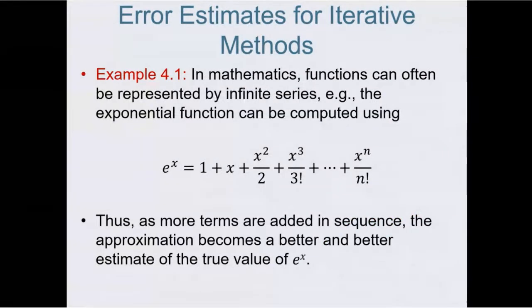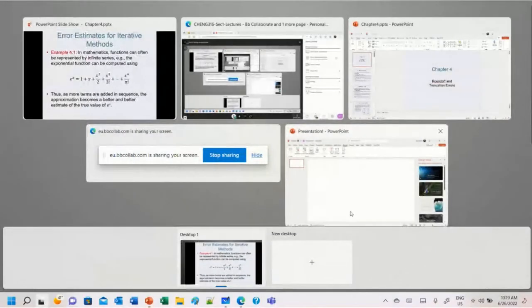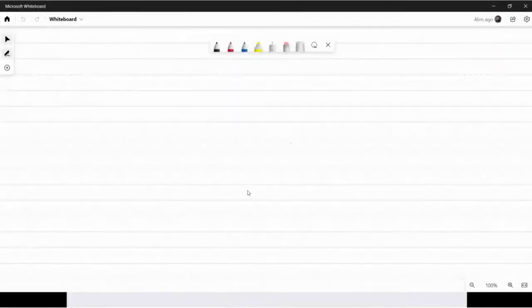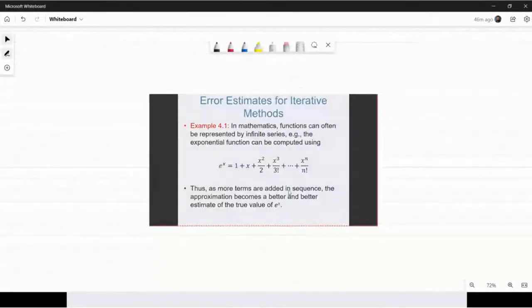We look at this example. I'll copy it with me to whiteboard.